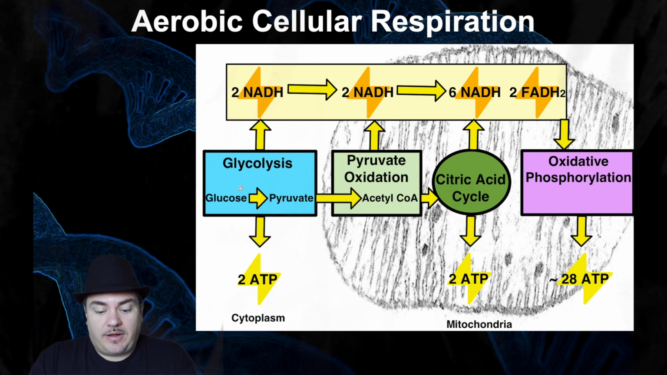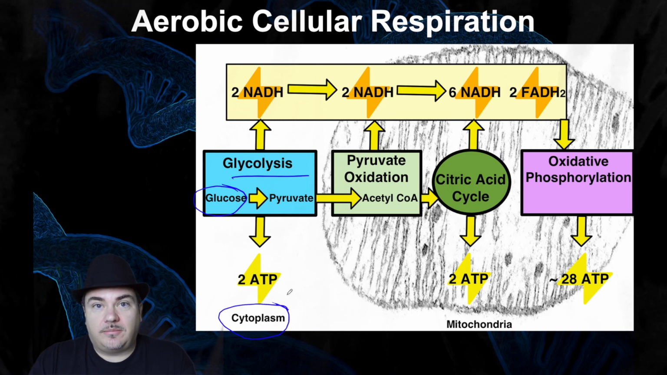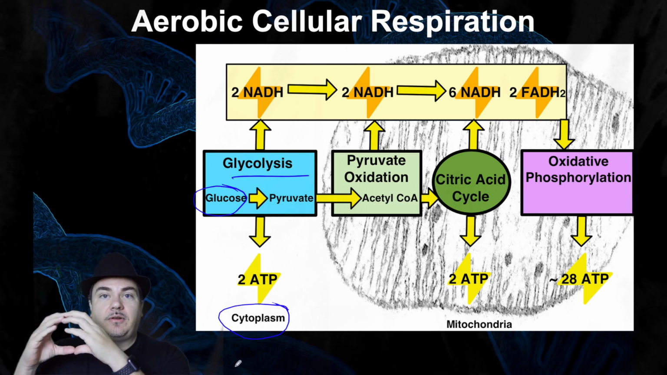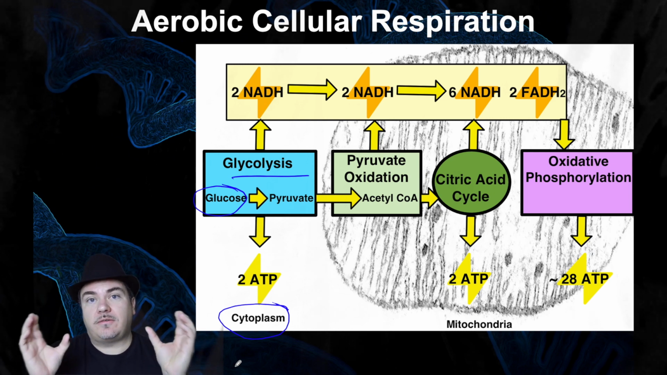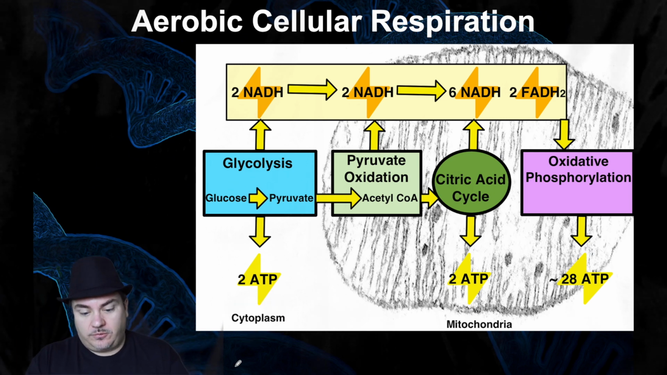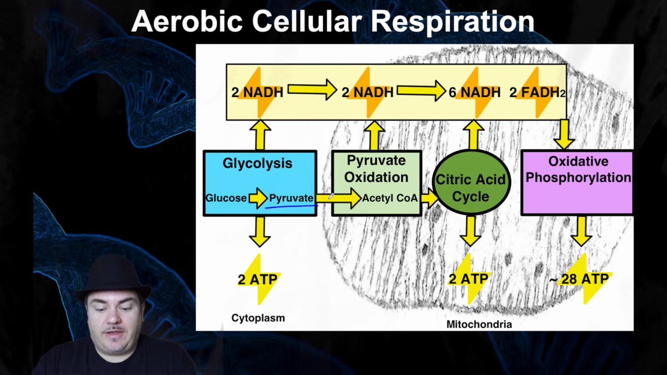So we start with a molecule of glucose. We do a process called glycolysis that happens in the cytoplasm, not in the mitochondria. Glycolysis takes glucose, which is spelled out of 6 carbons, breaks it in half into 2 molecules, which will now each have 3 carbons. Those 2 3-carbon molecules are called pyruvate.